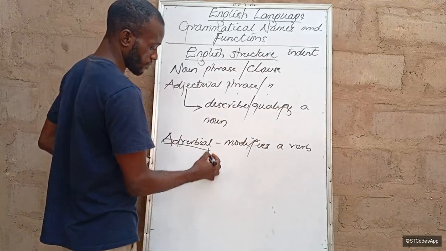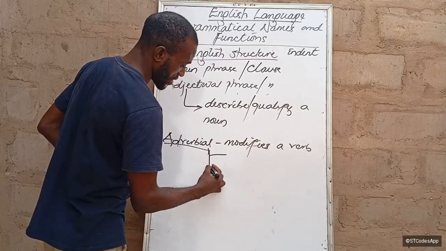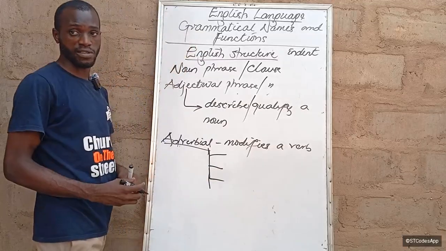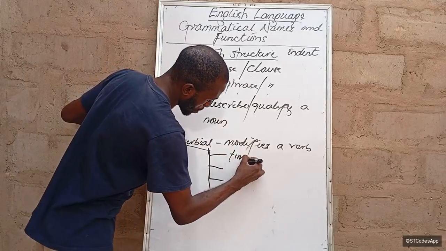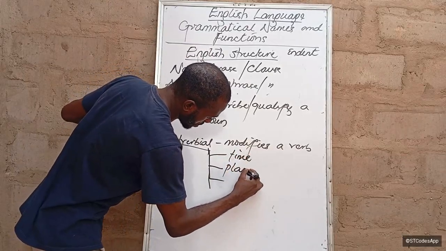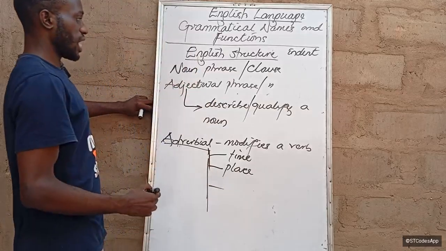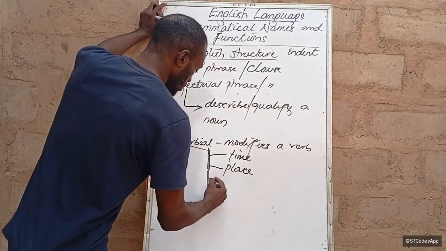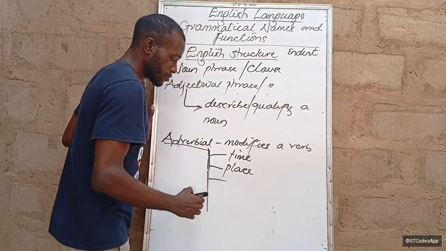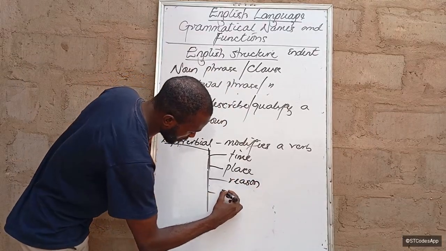Some of the information it gives are reflective of the names that we give to the types. We have adverb of time, we have adverb of place, we have adverb of reason. Okay, these are the most important. Then we now have adverb of manner.